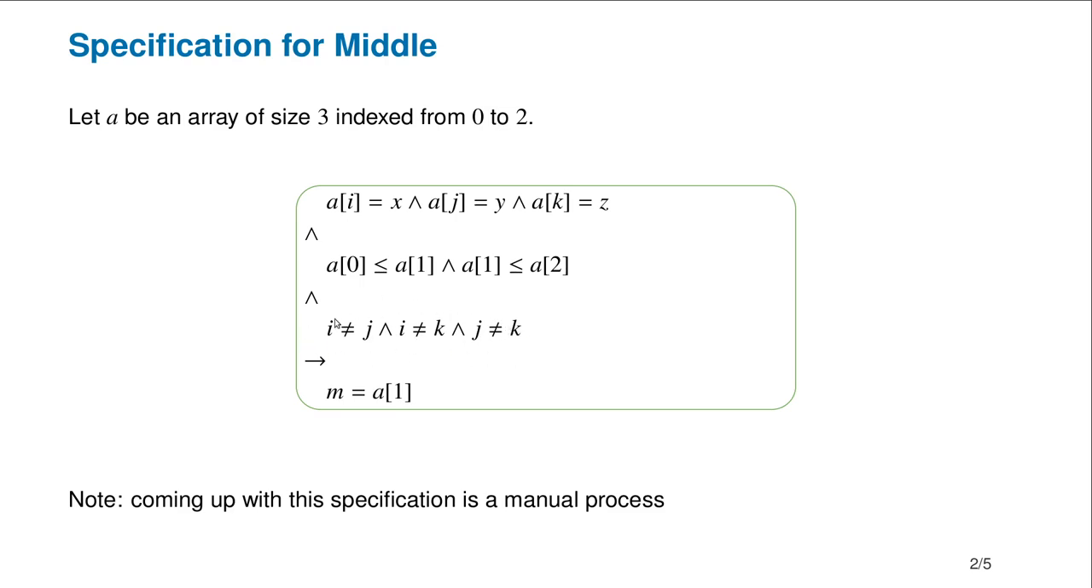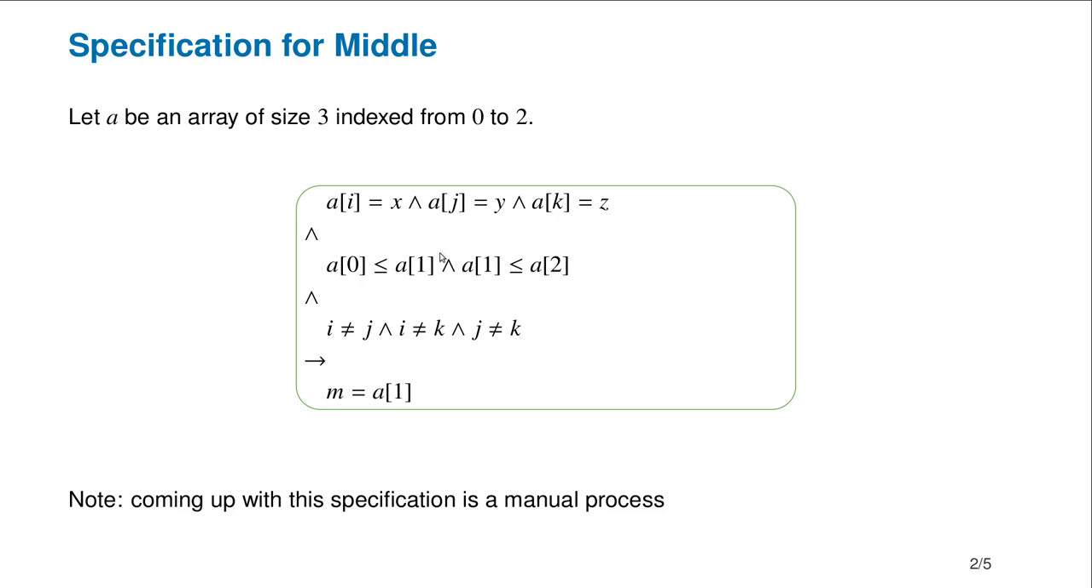And we also say, this I haven't written down here, but we should also say that they all have values between 0 and 2. So the index variables A, J, and K are all different, and they are in the range of 0 to 2.